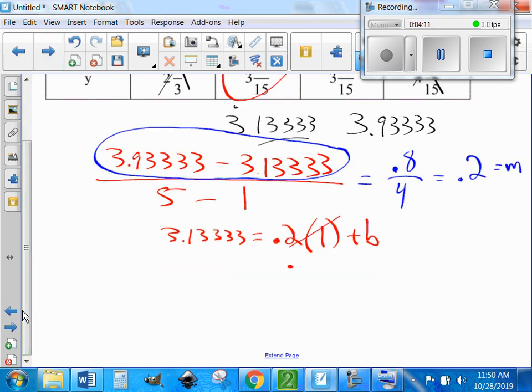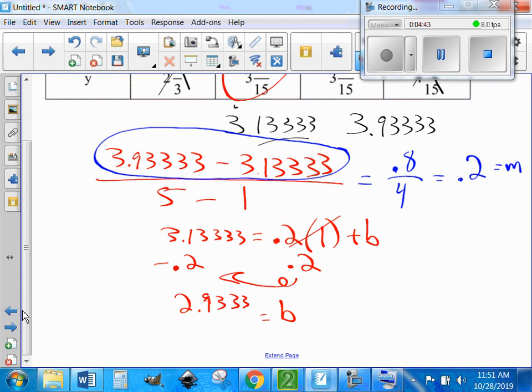This all is just 0.2. So I'm going to move that or subtract it to the other side. So now we get that b is, and when we do that subtraction, again, you're going to get some long decimal, 2 point something. I think it's 2.933333333. I can double check that. 3.1333333 minus 0.2. Okay.